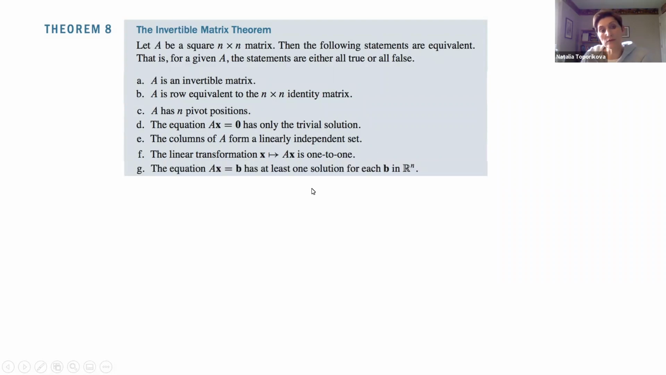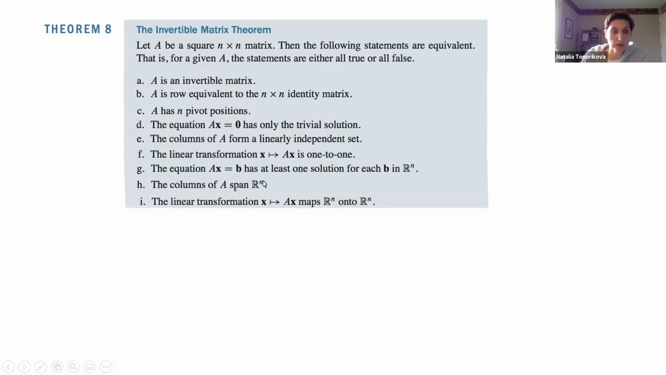Also, the non-homogeneous equation formed by any right-hand side b will have at least one solution for each value of b in n-dimensional space. Also, the columns of A span n-dimensional space, the size of our square matrix. Also, the linear transformation from x to Ax will map n-dimensional space into n-dimensional space.